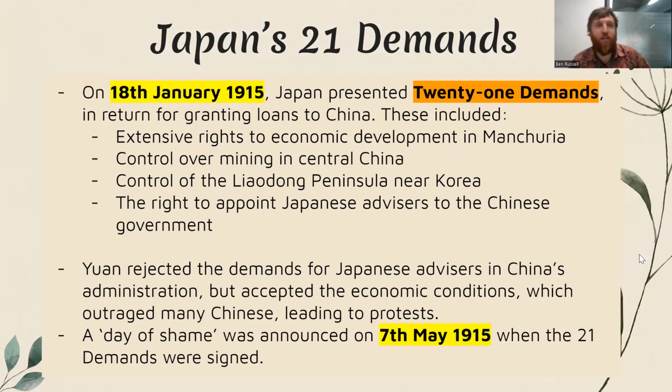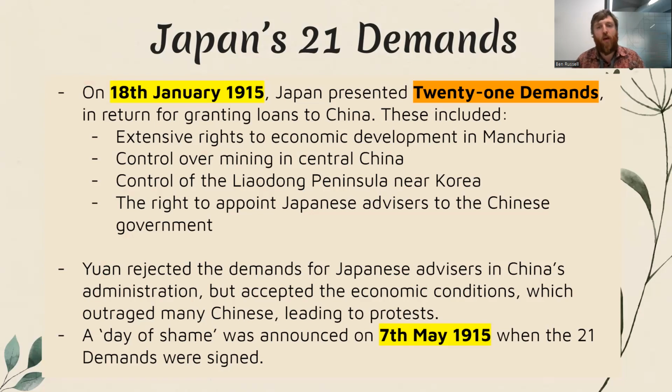Japan's 21 demands. On the 18th of February 1915, Japan presented 21 demands to China in return for granting loans to China. These included extensive rights to economic development in Manchuria, control over mining in central China, control over the Liaodong Peninsula near Korea, as well as the right to appoint Japanese advisors to the Chinese government. Now, they are just 4 of the 21 demands, so I encourage you to have a look in your textbook to find out a bit more about the other demands presented to Yuan's government.